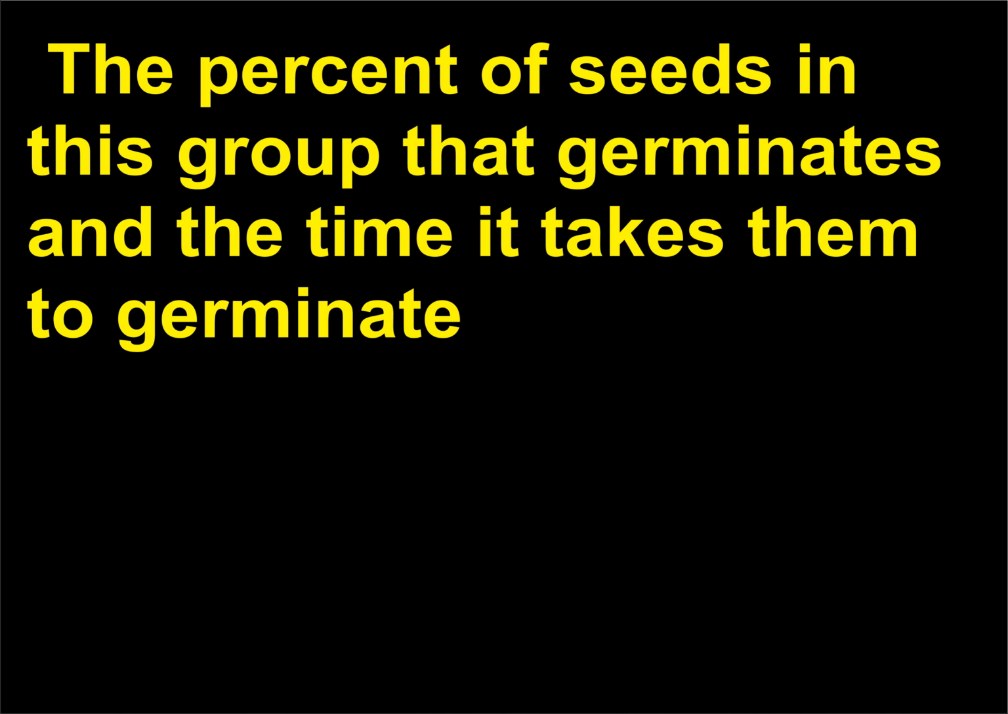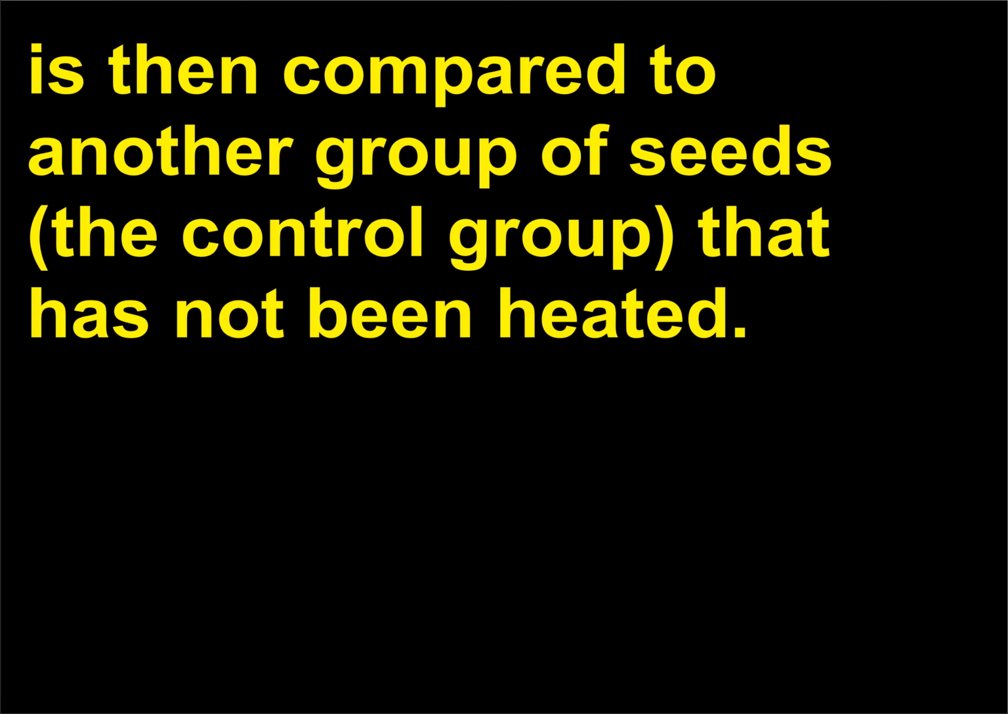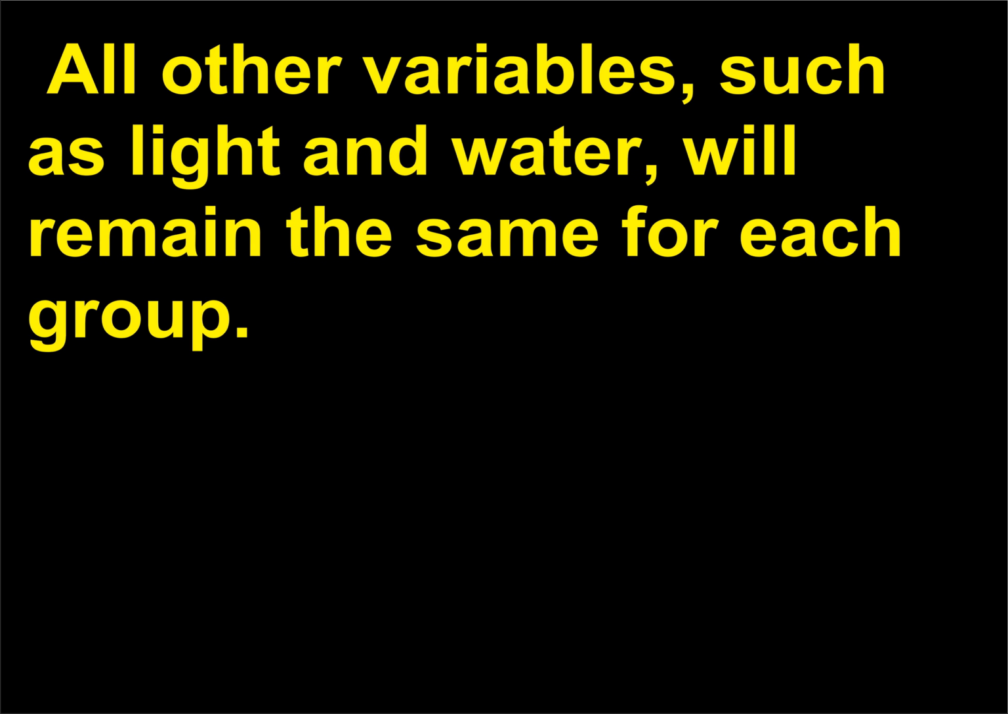The percent of seeds in this group that germinates and the time it takes them to germinate is then compared to another group of seeds, the control group, that has not been heated. All other variables, such as light and water, will remain the same for each group.